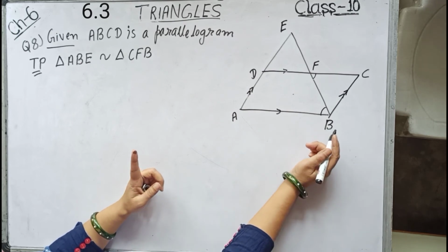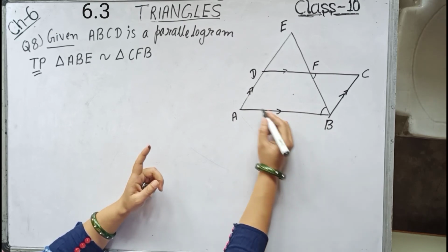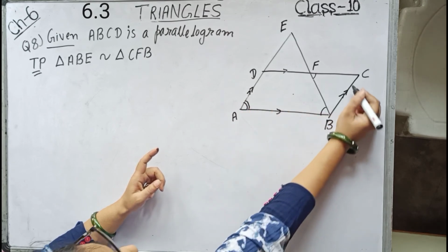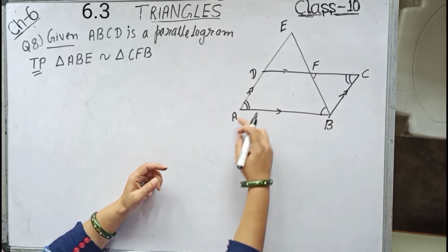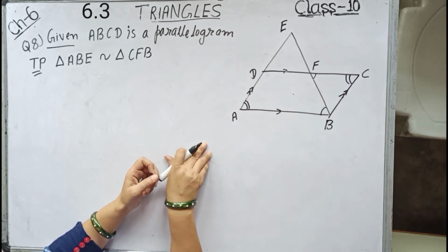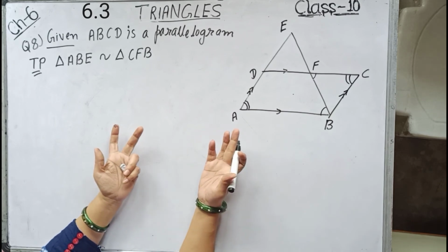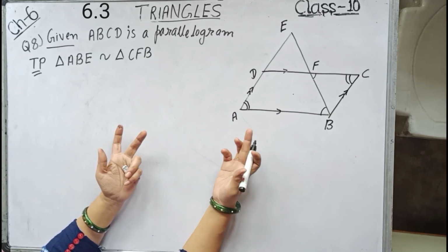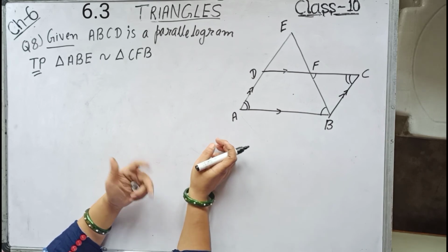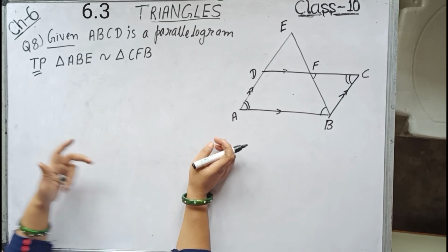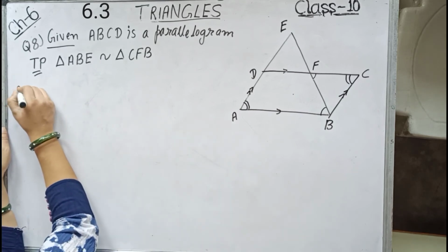Now one more pair I want, so that we can prove it: angle A equals angle C. Opposite pair of angles in a parallelogram are equal, hence we have got a pair of angles equal, and hence by double A similarity these two triangles will be similar. I think now you can do it on your own as well.